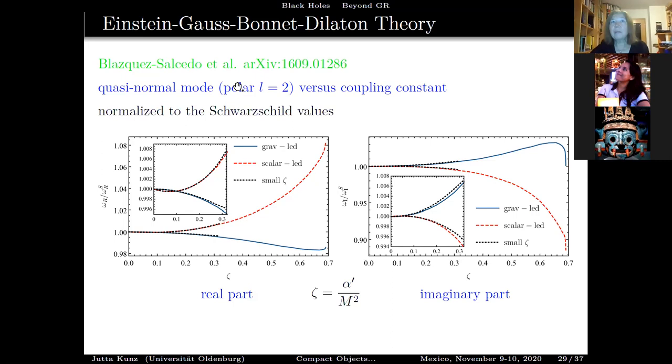How about the polar modes? Now for the polar modes, there's already something interesting. Namely, we now have two types of polar modes, since the scalar field is present. The scalar field is going to give a new type of polar mode, L equal to 2, or quadrupole mode. And in addition, of course, we have the old quadrupole modes, the gravitational-led polar modes, as we call them. And they are quite different. So we have the gravitational-led polar modes, and the scalar-led polar modes. So we have a second type of polar quadrupole excitation that could be there.